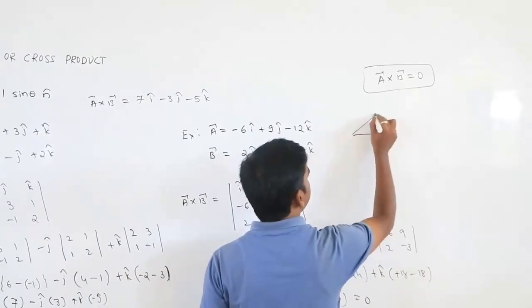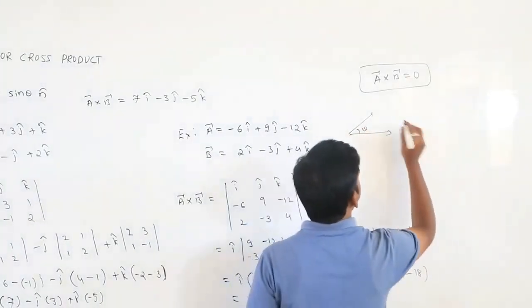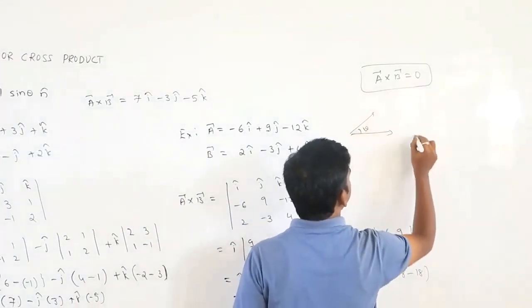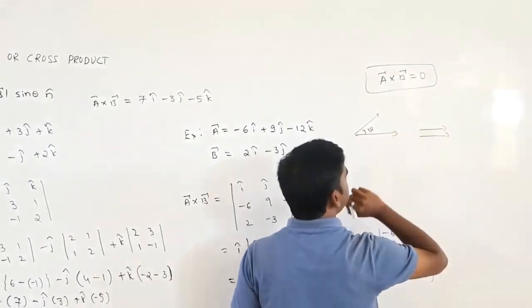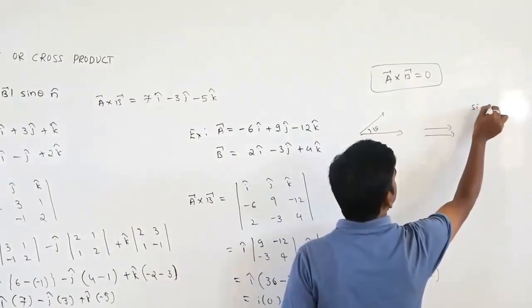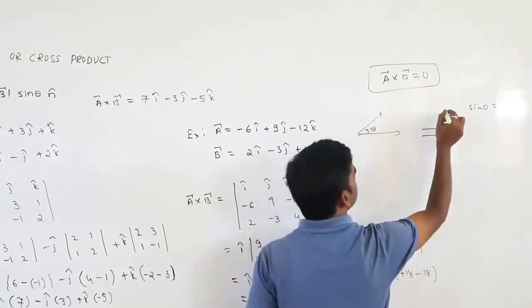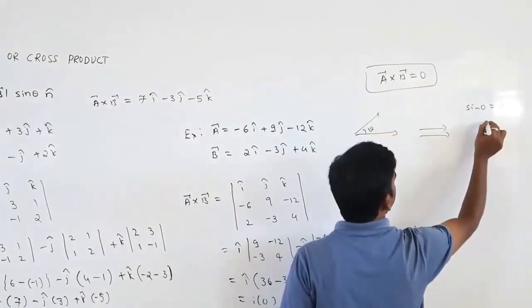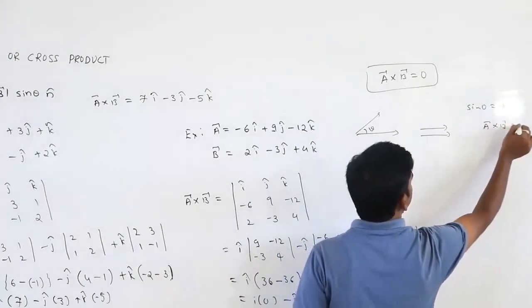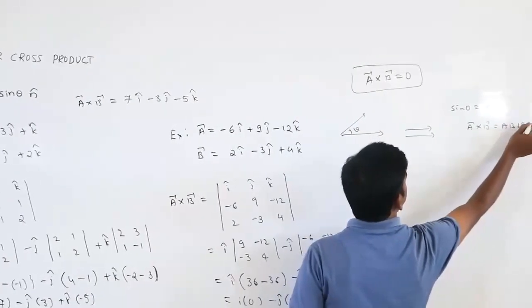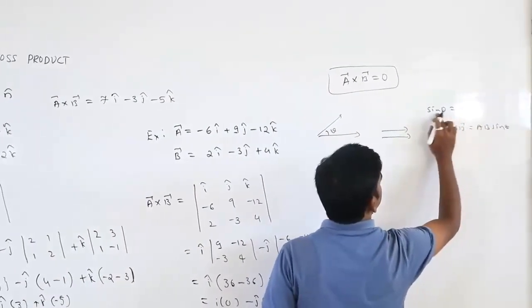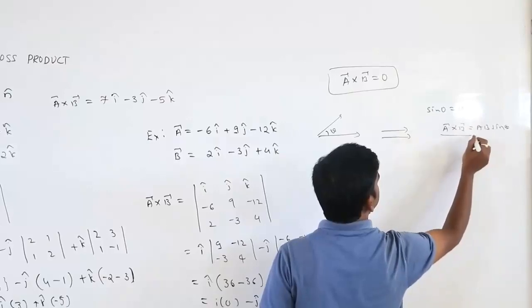If these are the two vectors, so there will be an angle. If the answer is coming 0 means what? They are going to be parallel. Why? Sine 0 is 0. Okay, so that is why A cross B is what? A cross B is AB sine theta. Okay, so if theta is 0, then only you will get this as equals to 0.